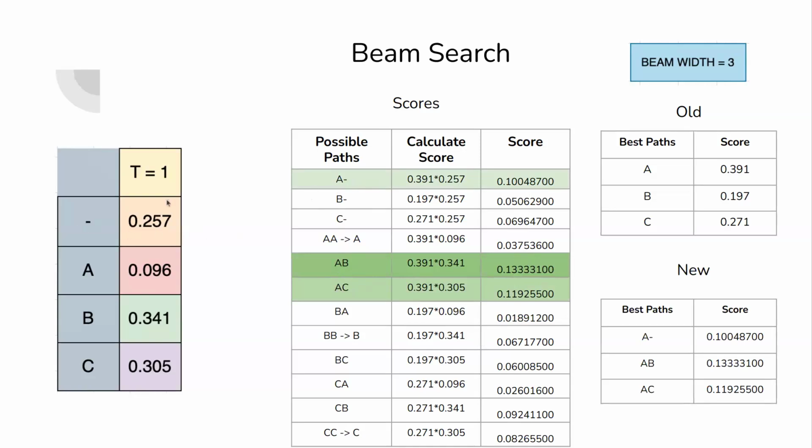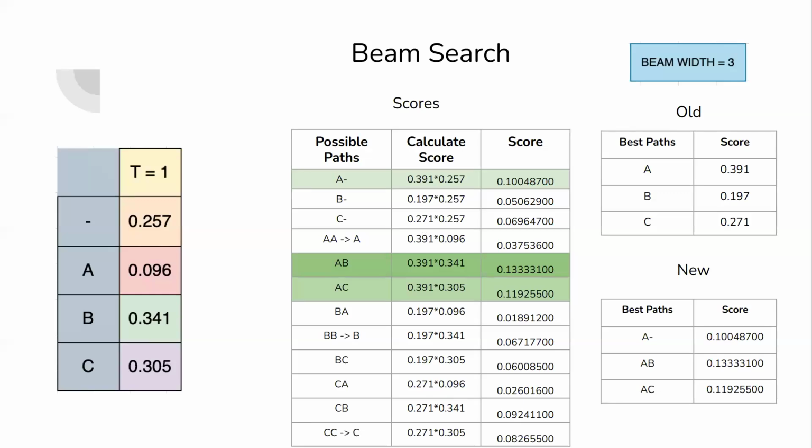Because here for that time instance, the probability that our next token is this minus is 0.257, okay? So considering that my previous token was A, they're telling me that the probability of the next token being a minus is then A times minus. So this 0.257 comes from that present time, and these other values come from the previous best path, which you've already had.